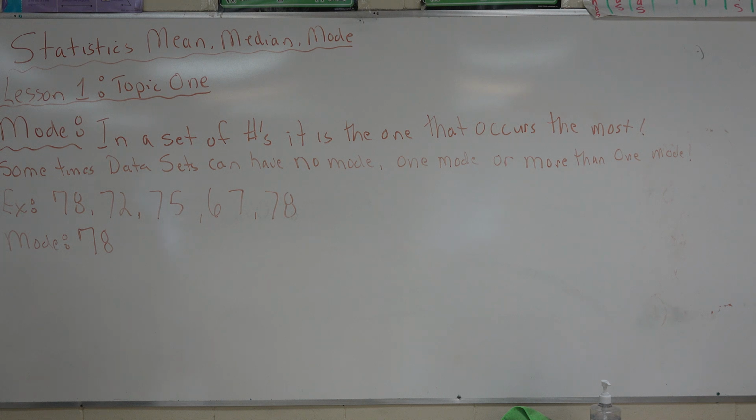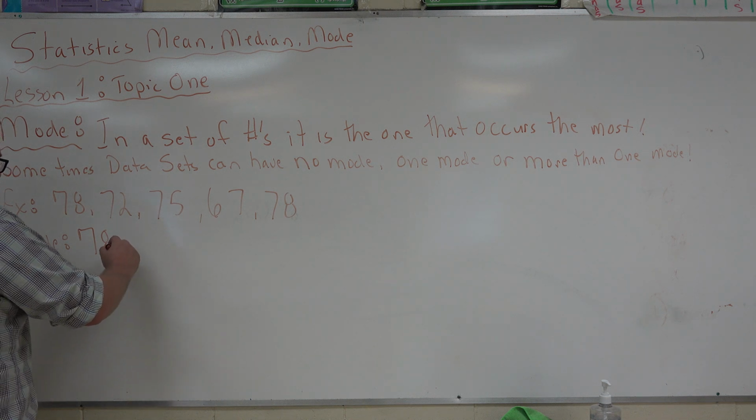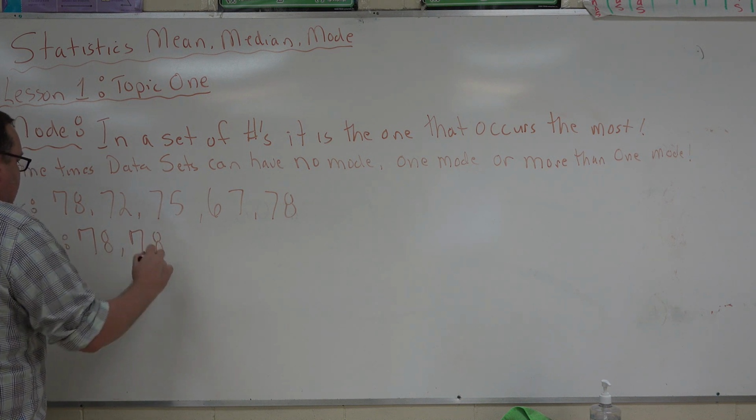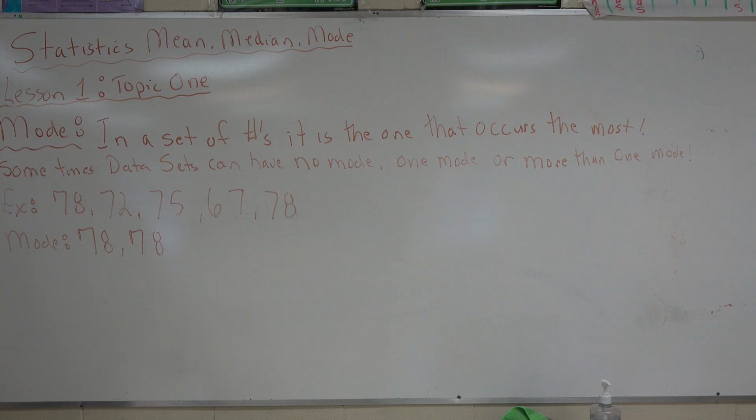Now, do you want to write them both down? Well, not really. You just have to say the mode is 78 because you see it twice. If you want to be keen like that, you can go 78 and 78. Can you have a longer data set? Yeah, it doesn't have to be 1, 2, 3, 4, 5 pieces. It could be extremely long and have multiple modes of many different combinations.